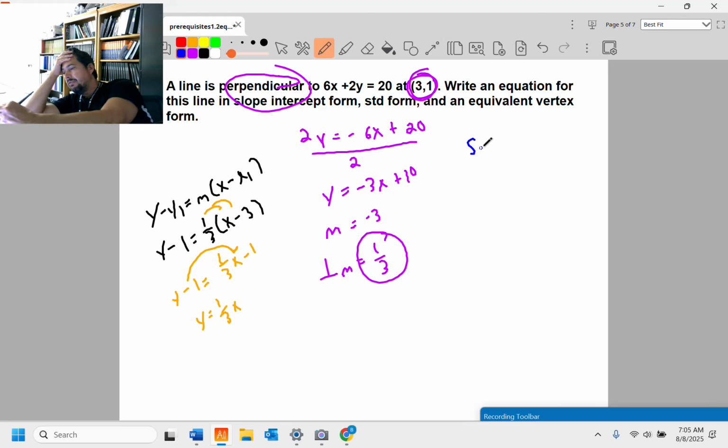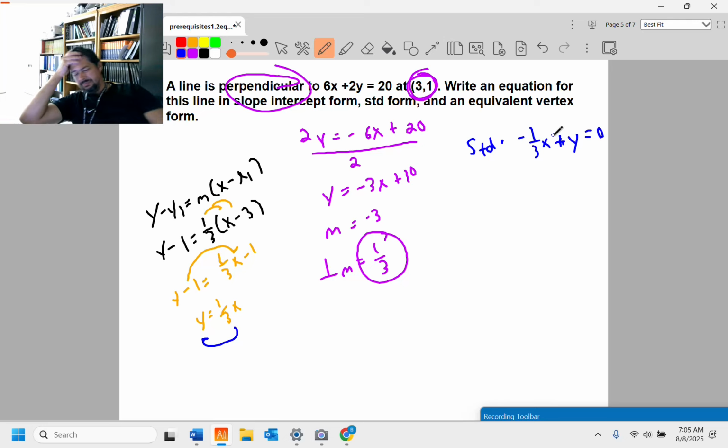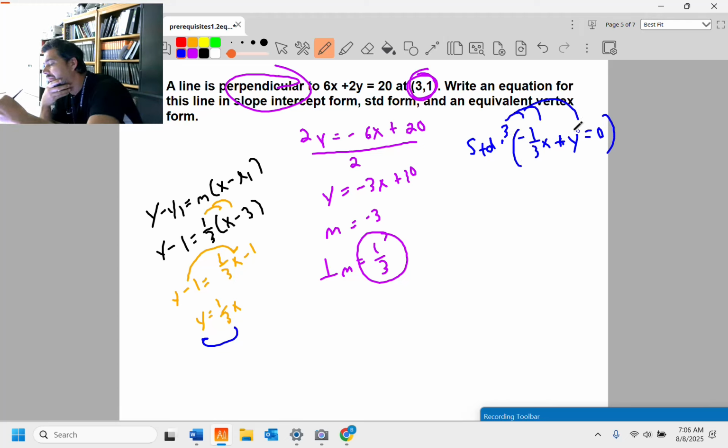Let's do standard form. We're just going to move that 1/3 x over. That will make it change its sign. Negative 1/3 x plus y is now equal to 0 because there's nothing on the right-hand side. And every example in this lesson has been the same thing. The opposite of division is multiplication, so you multiply everything by 3. Even the 0, but 3 times 0 is still 0. 3 times a negative 1/3 is going to be a negative x. 3 times a y is plus a 3y.